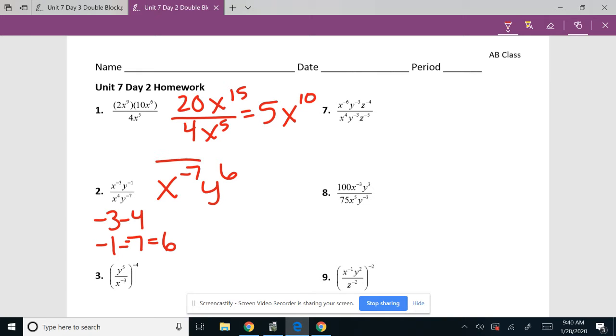All right. This is the only one that's negative, so that means it's going to switch and go to the bottom. So my answer is going to be y6 over x7. Put a box around your answers.